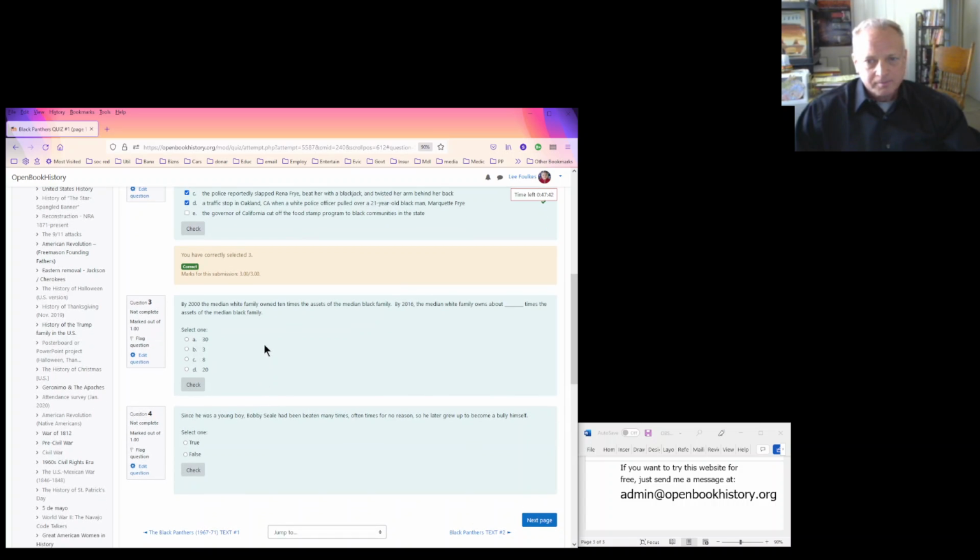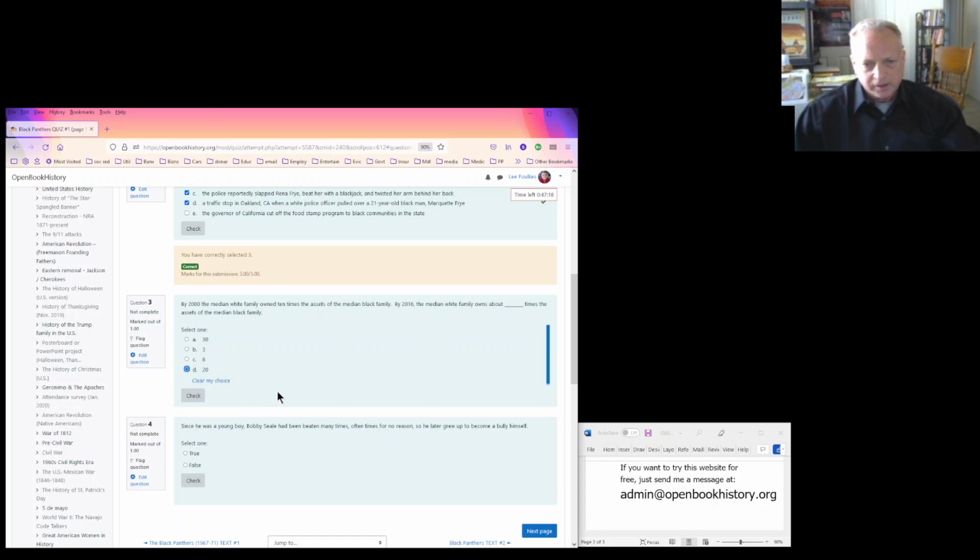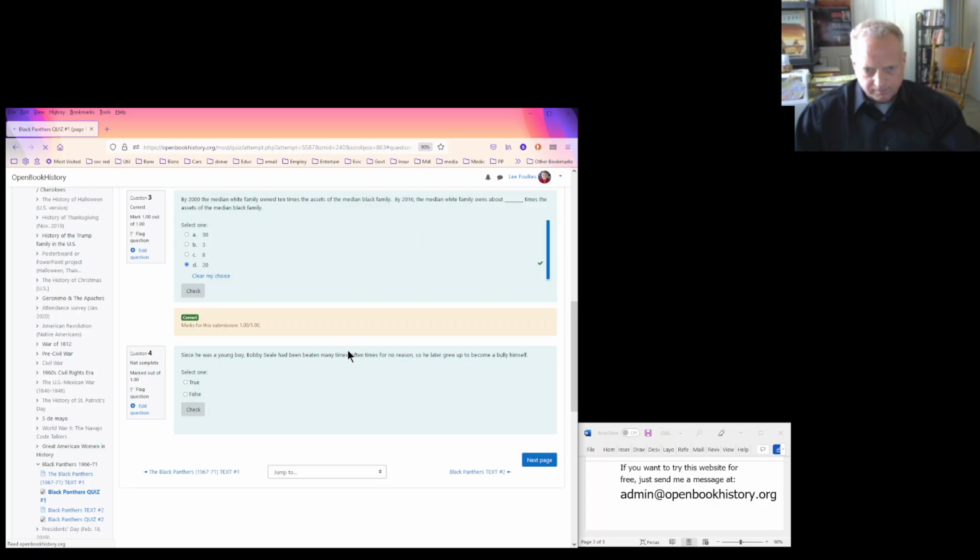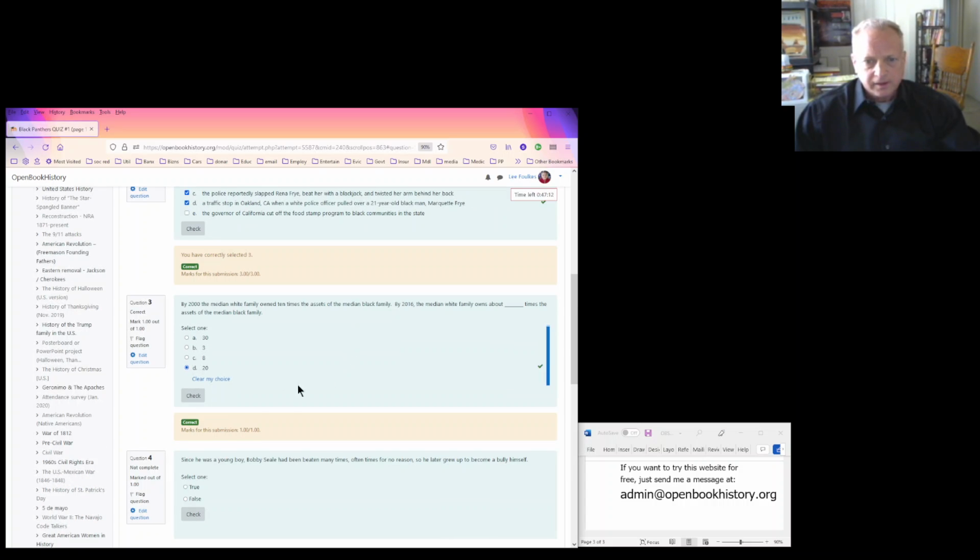Then the next one, by 2000, the median white family owned 10 times the assets of the median black family. By 2016, the median white family owns about what amount of times the assets of the median black family? And by the way, this was after 8 years of the Obama administration. And this is all in the text. And let's click on 20 right there. And we'll click on check. And that one, once again, is correct.